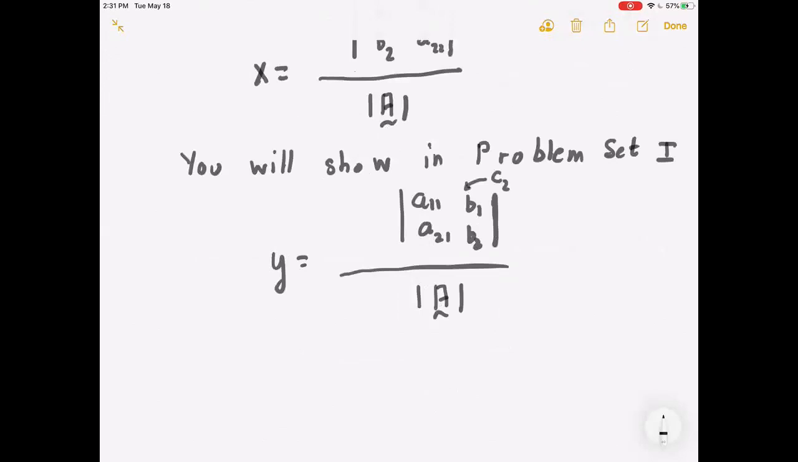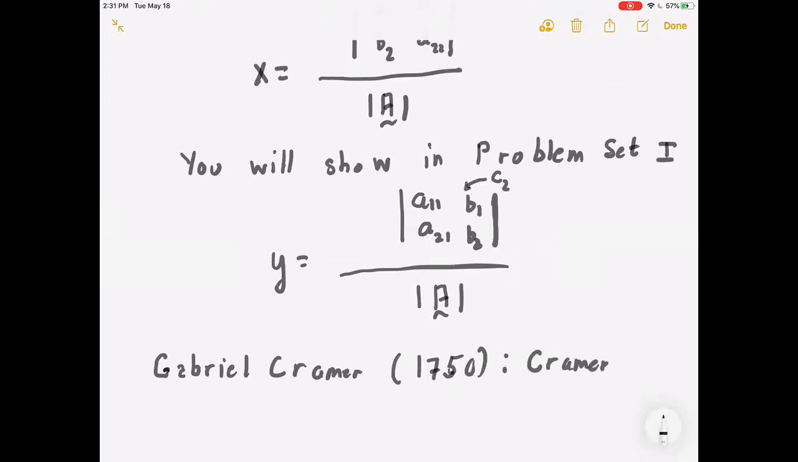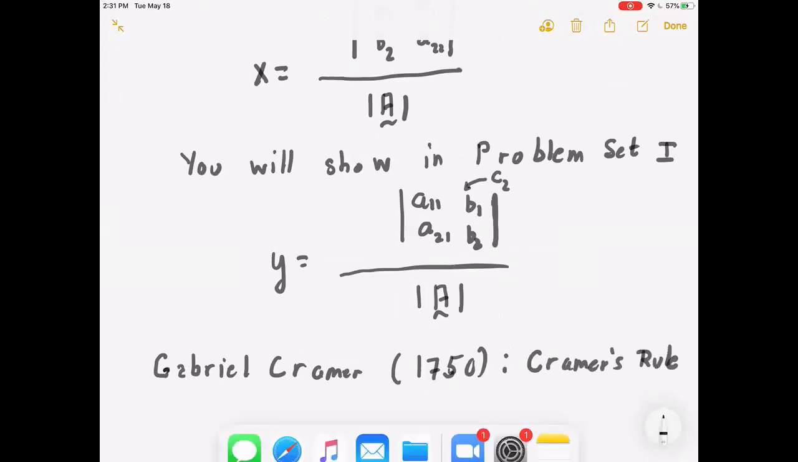So this discovery was made by Gabriel Cramer a while ago, 1750. And what we've discovered, at least for the simple case of 2 unknowns and 2 equations, is Cramer's rule.